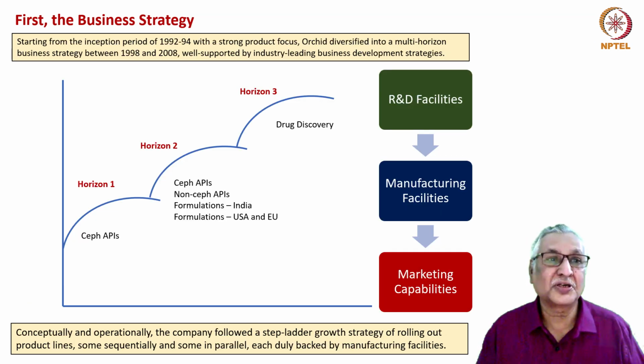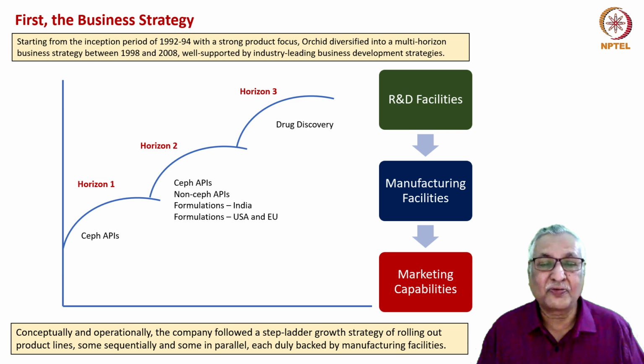Let's look at the business strategy first. Starting from the inception period of 1992 to 94, with a strong product focus, Orchid diversified into a multi-horizon business strategy between 1998 and 2008. This was well supported by industry-leading business development strategies adopted by the company. Horizon 1 comprised cephalosporin antibiotic APIs.